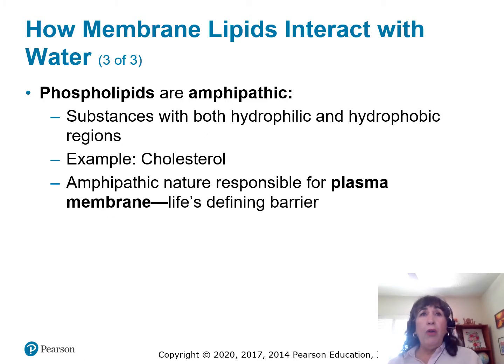When there are both hydrophilic and hydrophobic regions, we call that amphipathic. So phospholipids are amphipathic. They have both water-loving and water-hating regions. Another example would be cholesterol. The plasma membrane is amphipathic. It has both water-loving and water-hating regions, so it makes for a great barrier.